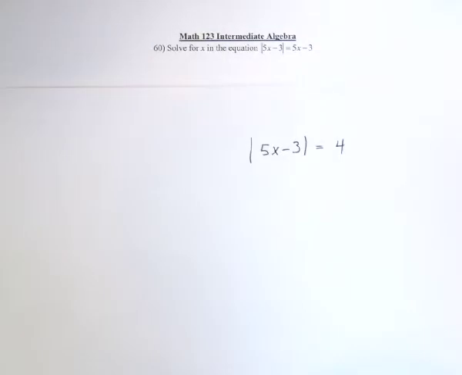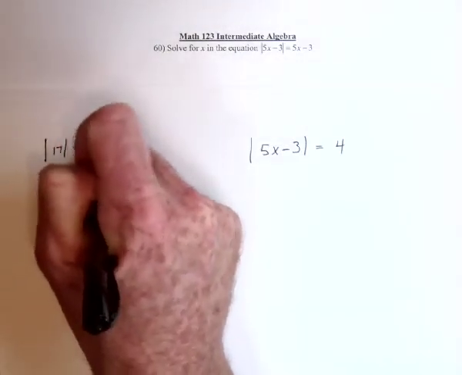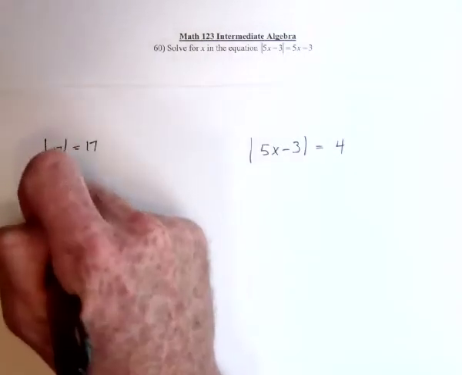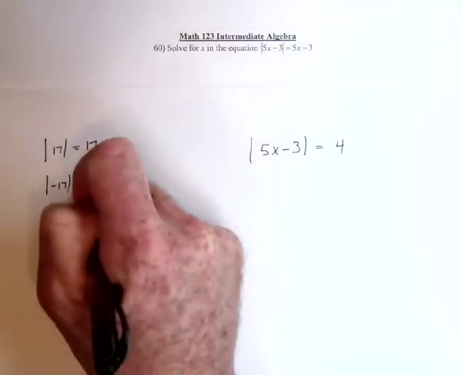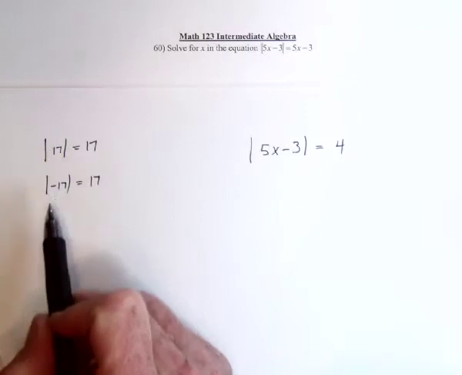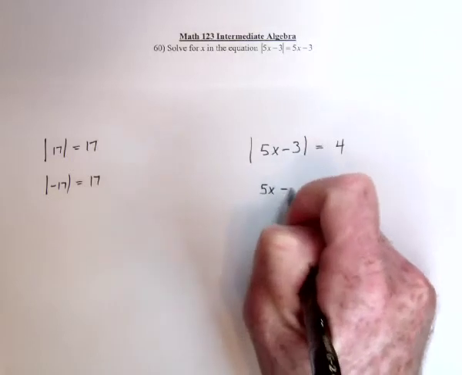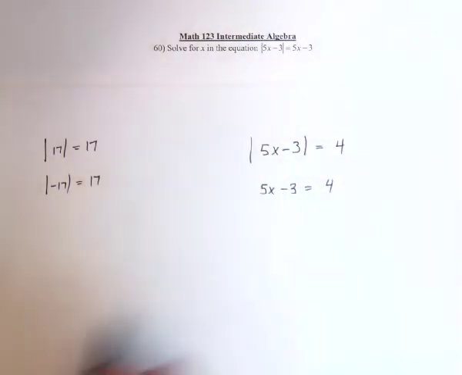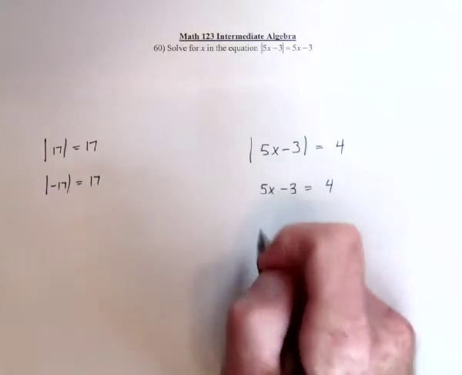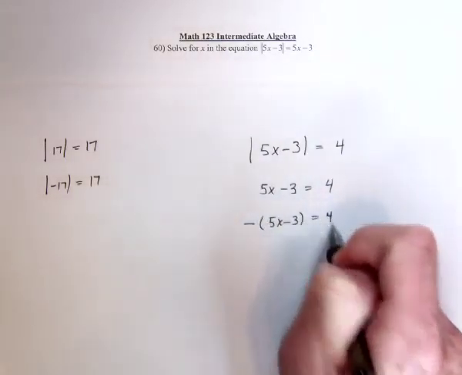Well, absolute value takes away negatives. So if you have the absolute value of 17, that is just itself, 17. If you have the absolute value of negative 17, that is positive 17. So what we basically have to do is say, well, maybe it's positive or maybe it's negative. So if it's positive, you would go 5x - 3 equals 4. Or maybe it's the negative case, -(5x - 3) is equal to 4.